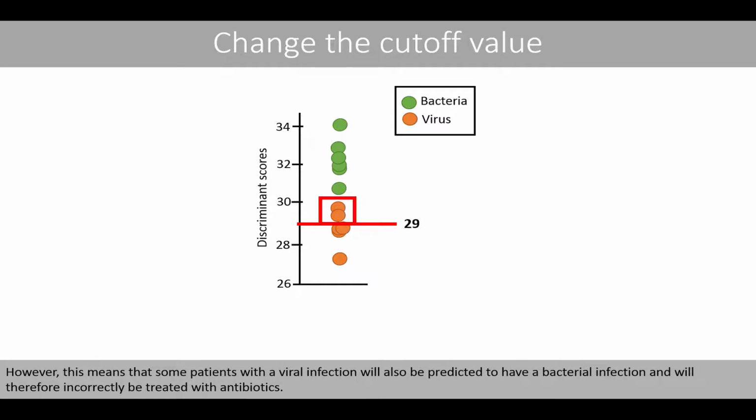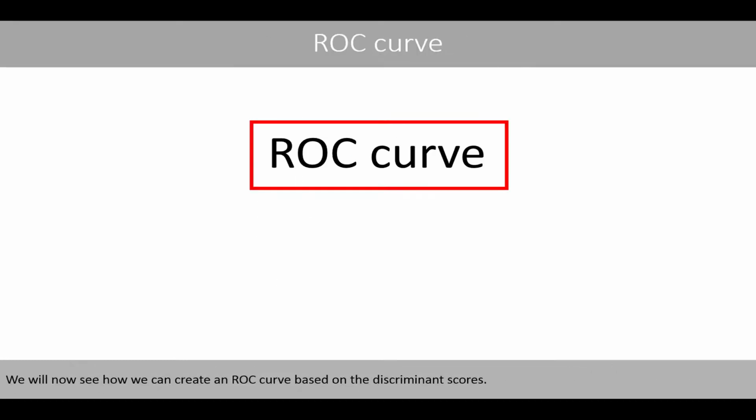However, this means that some patients with a viral infection will also be predicted to have a bacterial infection and will therefore incorrectly be treated with antibiotics. We'll now see how we can create an ROC curve based on the discriminant scores.